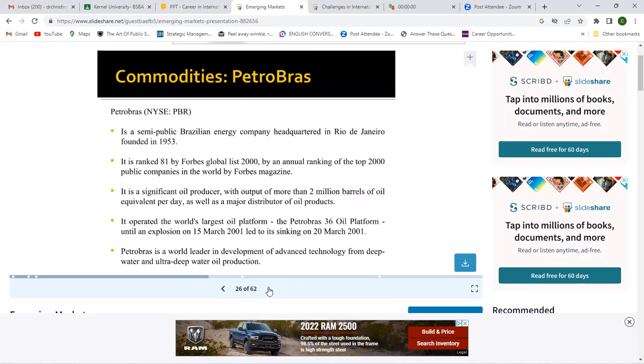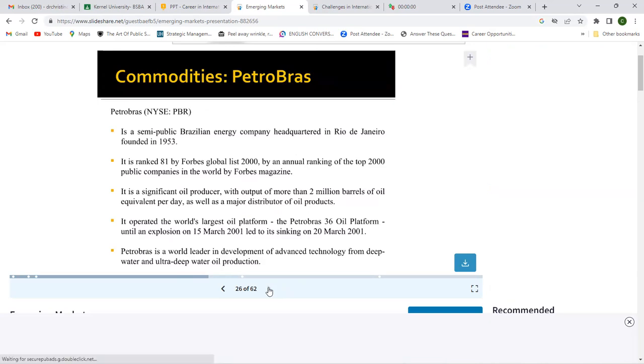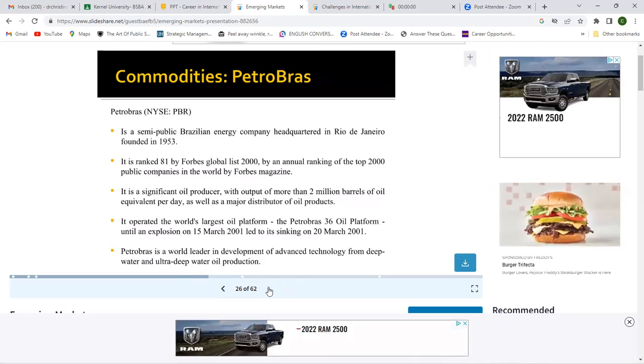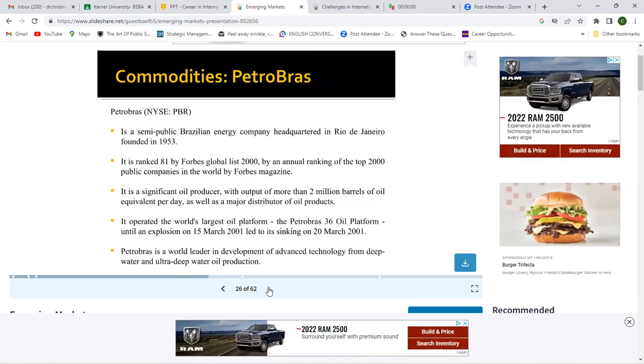We have Petrobras. It's a semi-public Brazilian energy company headquartered in Rio de Janeiro, founded in 1953. It's ranked 81 on the Forbes Global 2000 list, the annual ranking of the top 2,000 public companies in the world by Forbes magazine. It's a significant oil producer with output of 2 million barrels of oil equivalent per day, as well as a major distributor of oil products.